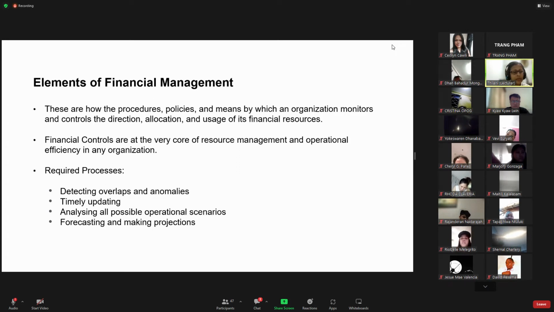So what are the required processes? You have to detect overlaps or any anomalies, timely updating, analyzing all possible operational scenarios, forecasting and making projections. This is one of the key things in financial management or control. You need to forecast what will happen in the future, maybe a profit, a growth, future projections. You have projections when you're budgeting, so you need to have a good idea about projections. So these need to be done.